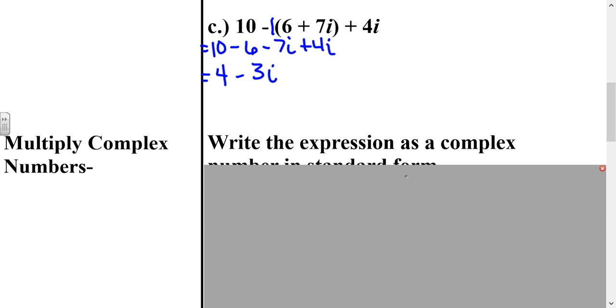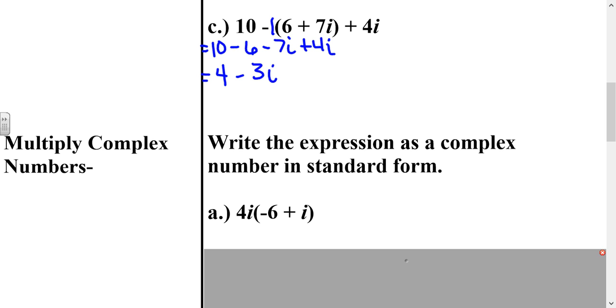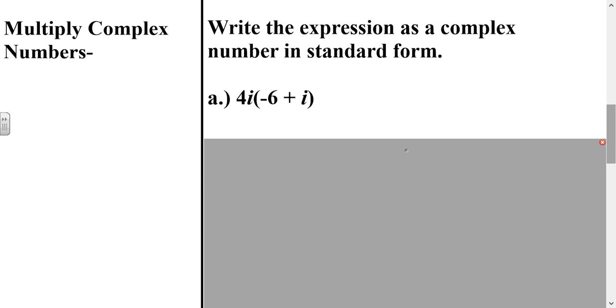So adding and subtracting is fairly simple. When we get into multiplying complex numbers, there are just a few more steps involved. So when I multiply, it's just like normal. Since I have parentheses, I would have to distribute the number on the outside. So 4i times negative 6 would be negative 24i, and 4i times i would be 4i squared.